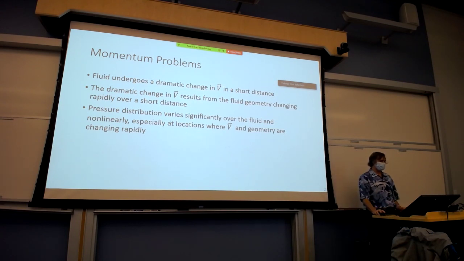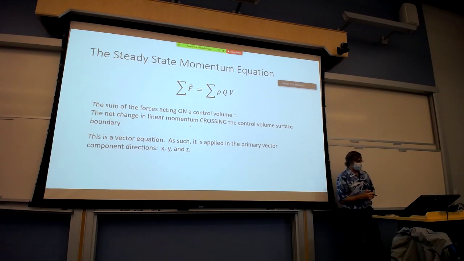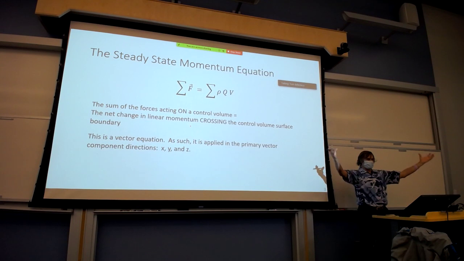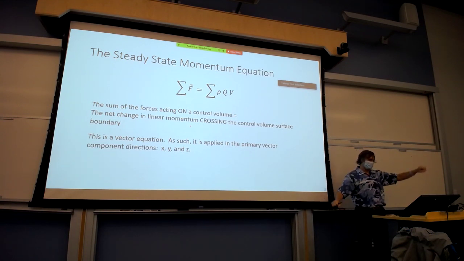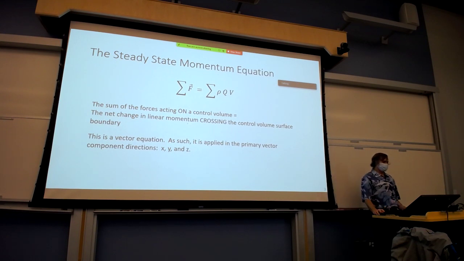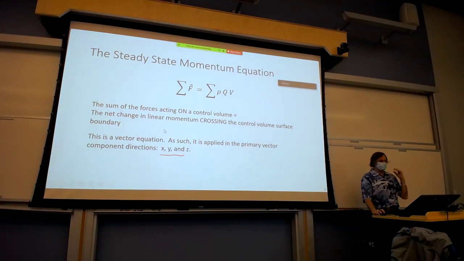So, we developed the momentum equation, and it basically says that for a control volume, the sum of the body forces, the external forces on the outside of the control volume, is equal to the time rate of change of linear momentum of fluxes that cross the control volume boundary. And again, this is a vector equation, so we have to pay attention to the fact that we have x, y, and z coordinates that we can apply this equation.